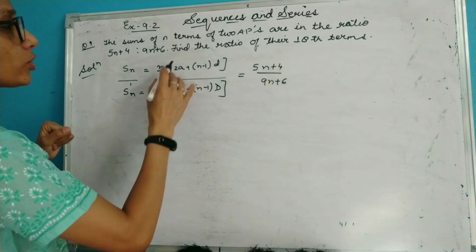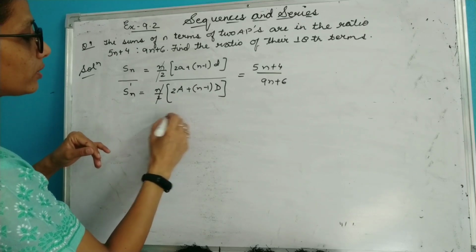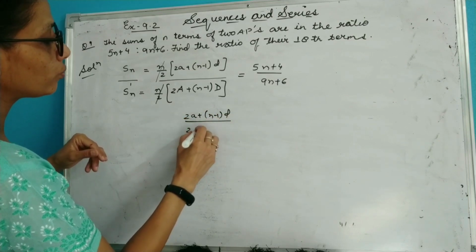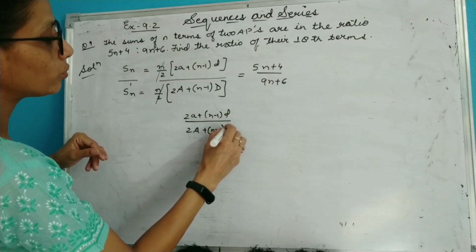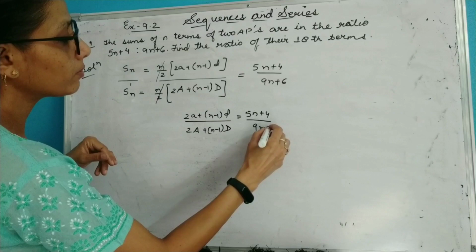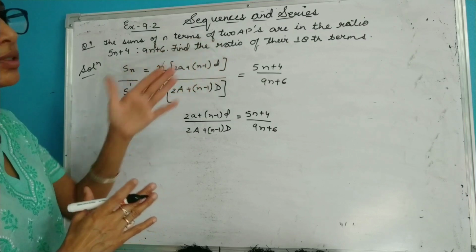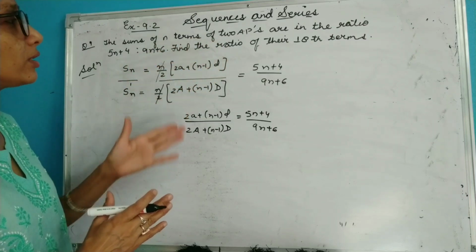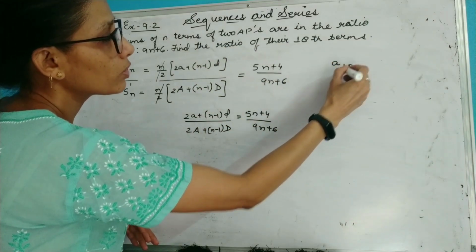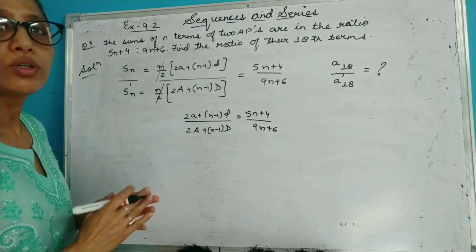Now children, on solving these two, n by 2 cancels with n by 2, so I am left with 2a plus n minus 1 into d whole upon 2a plus n minus 1 into capital D equal to 5n plus 4 by 9n plus 6. Now I cannot solve it further, so let it be here only, and let's see what is asked in the question. Find the ratio of their 18th terms. That means I need to calculate the ratio of the 18th terms of two different APs.